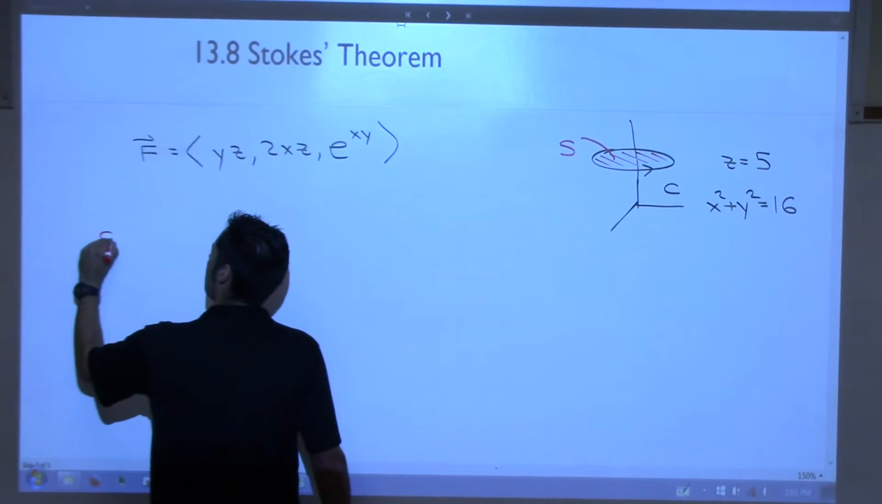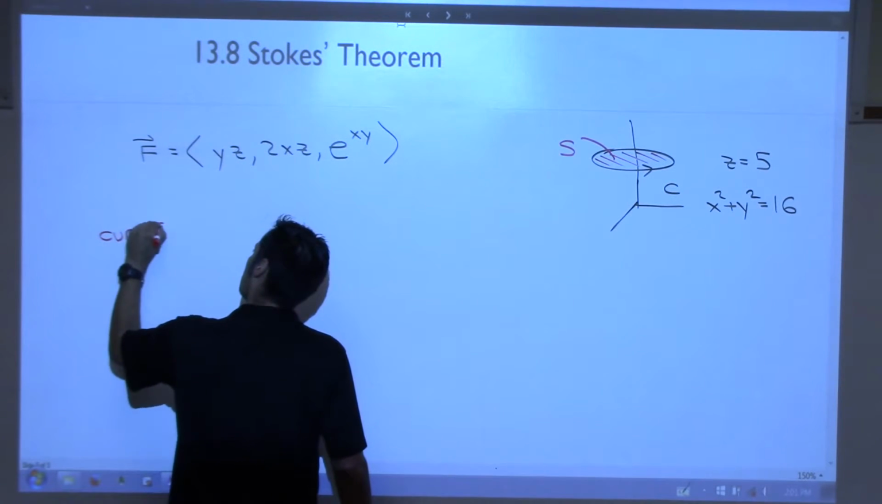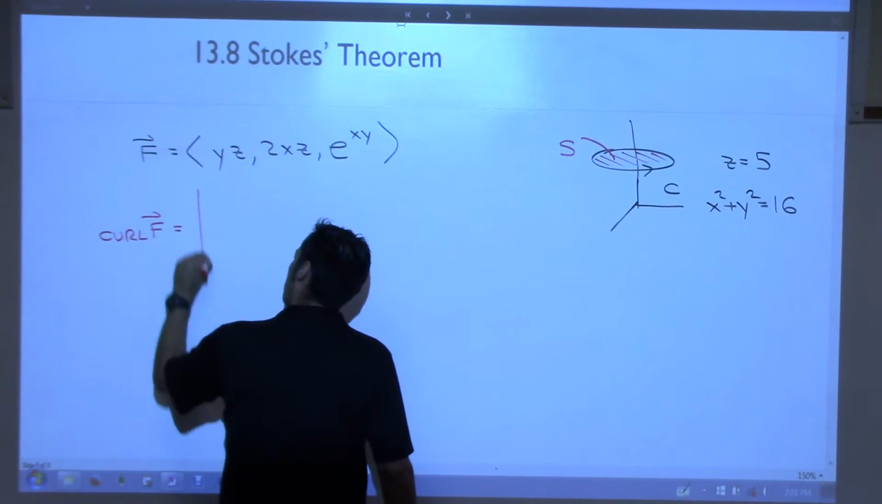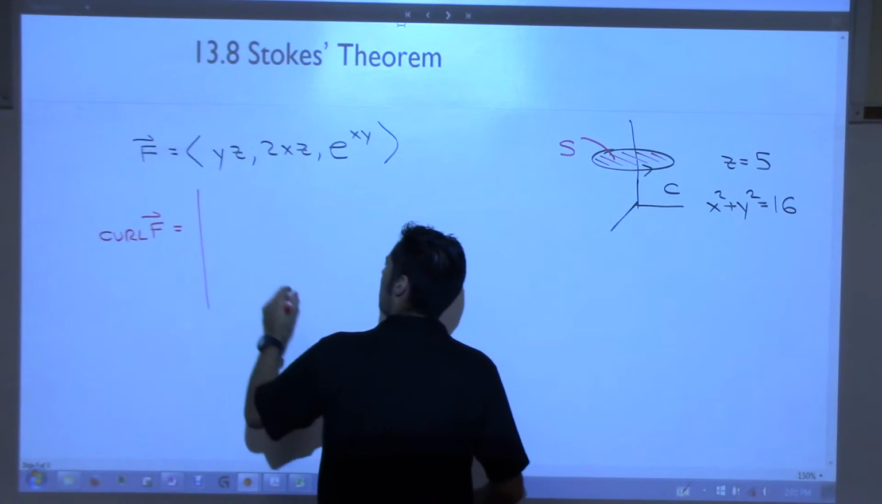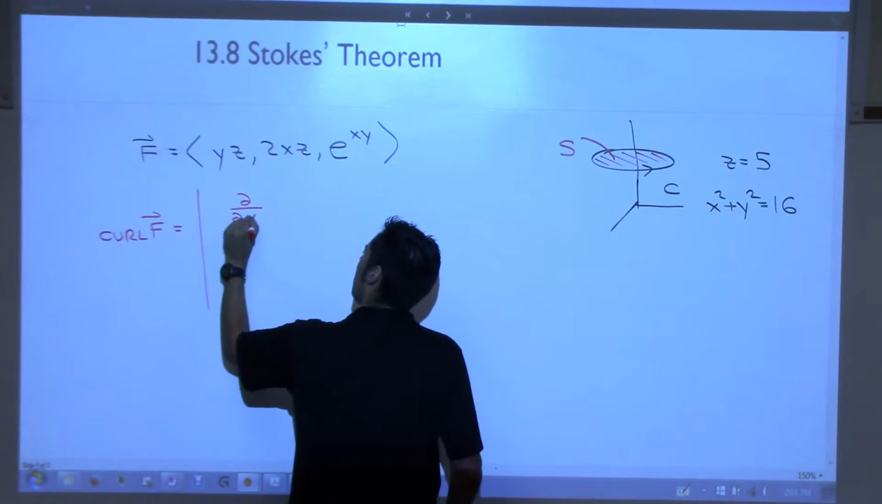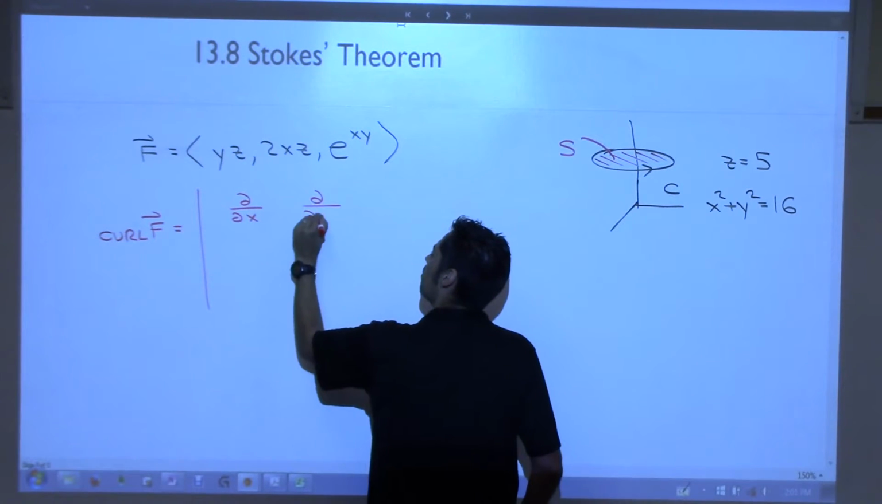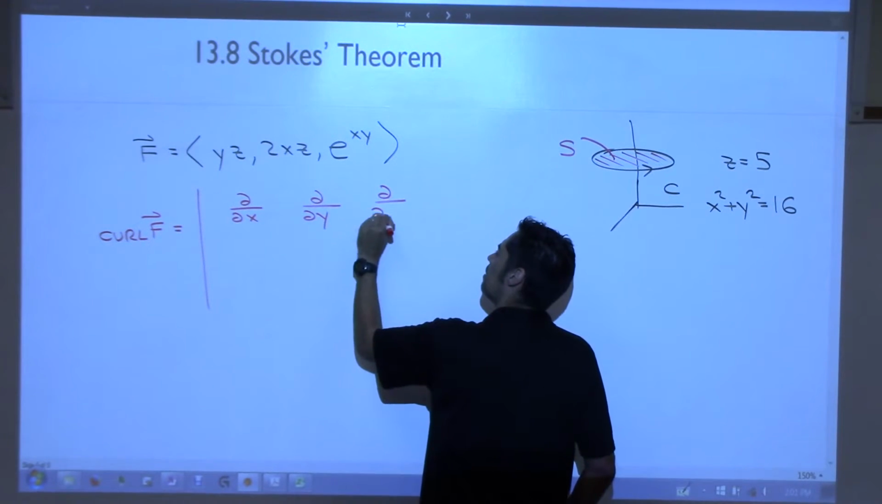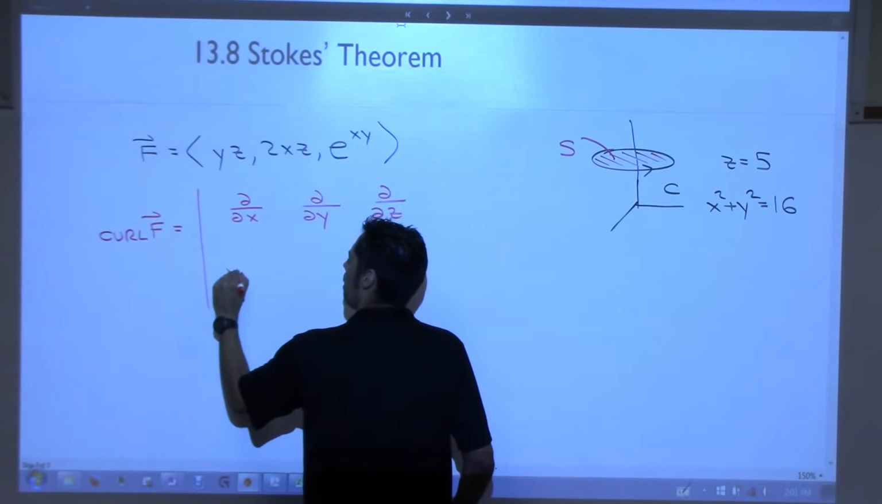So what is the curl of F? Well, that's where you have to set up that weird kind of determinant looking thing. Partial with respect to x, partial with respect to y, good. Partial with respect to z. Then you put your components of F here.